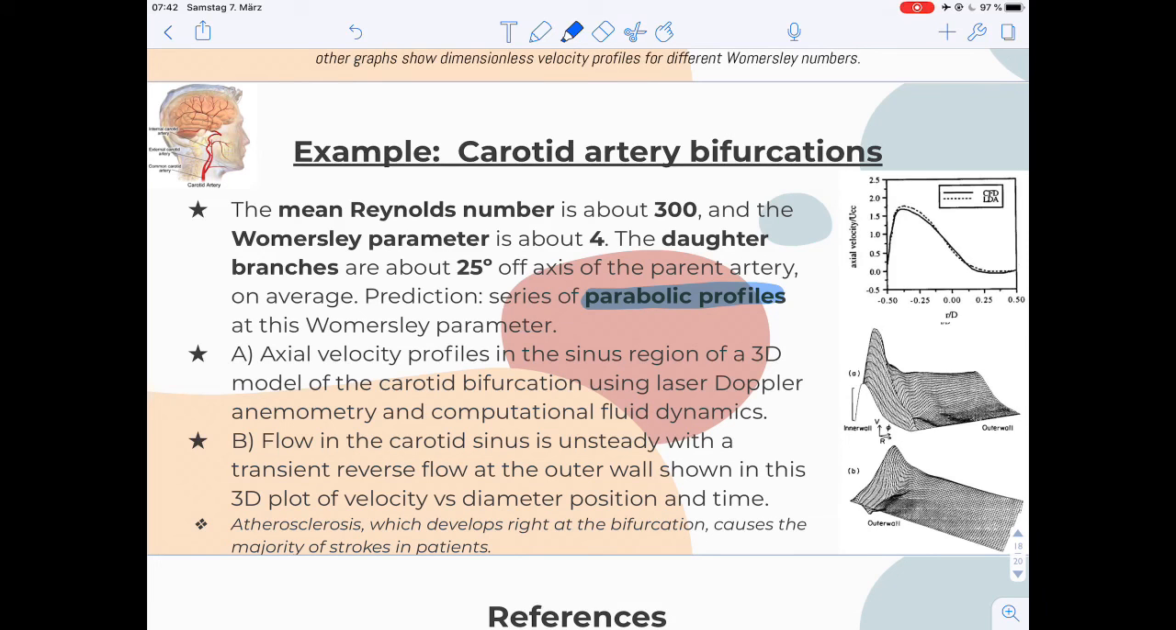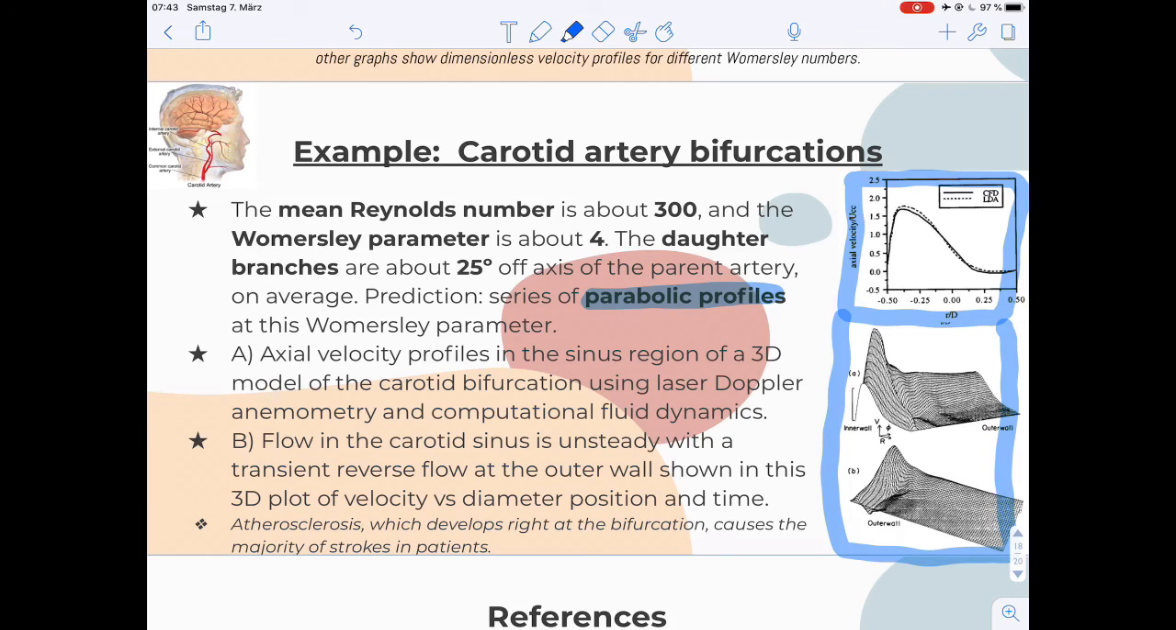Other things to consider are the axial velocity profile in the sinus region of a 3D model, for example here, which were obtained through laser anemometry and computational fluid dynamics. So we can see the radius being compared to the axial velocity, and in these images at the bottom, we're going to be seeing the flow in the carotid sinus. It's unsteady with a transient reverse flow in the outer wall, and in this 3D plot, we're going to see the velocity versus the diameter position and time.